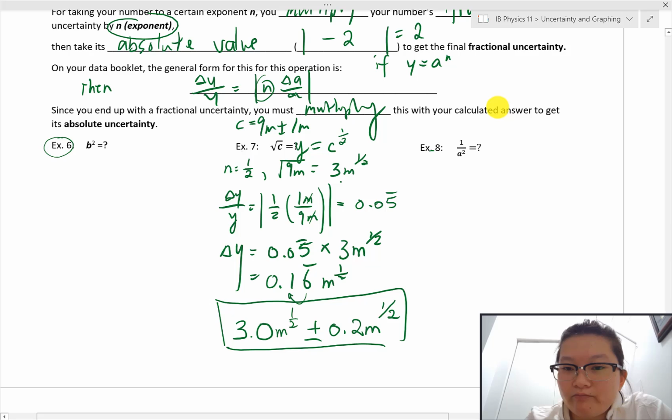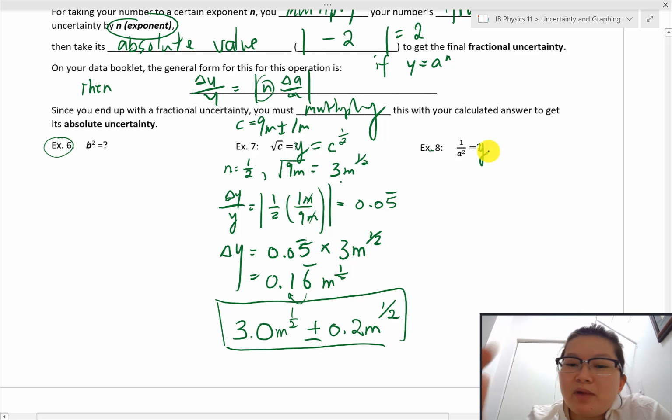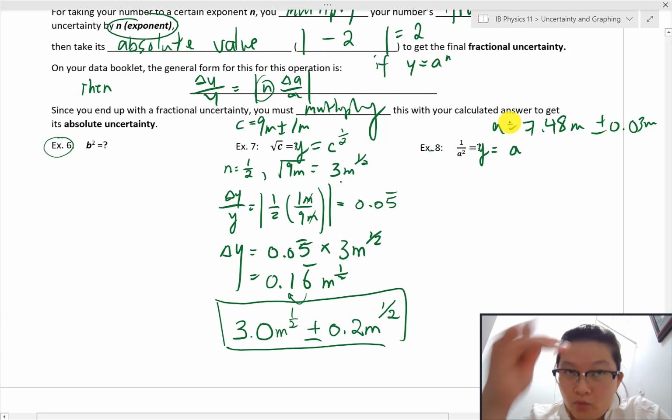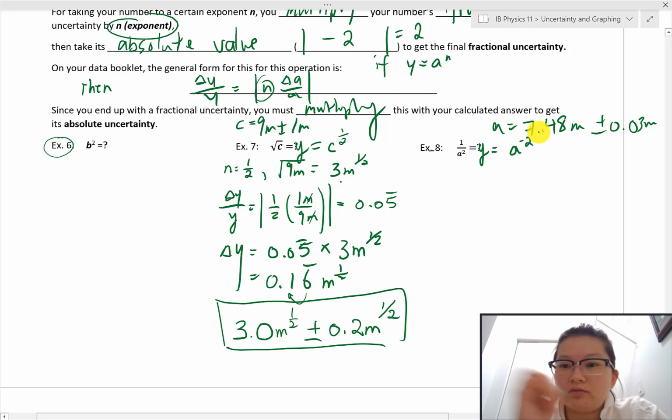So here goes. 1 over a squared, I'm going to put that as y, okay? And if I go to the top of this page, I remember the value for a was 7.48 meters plus minus 0.03 meters, okay? And as for, if I have to assign an exponent for a, instead of 1 over a squared, this is equivalent to a to the power of negative 2, okay? So my exponent is going to be negative 2.